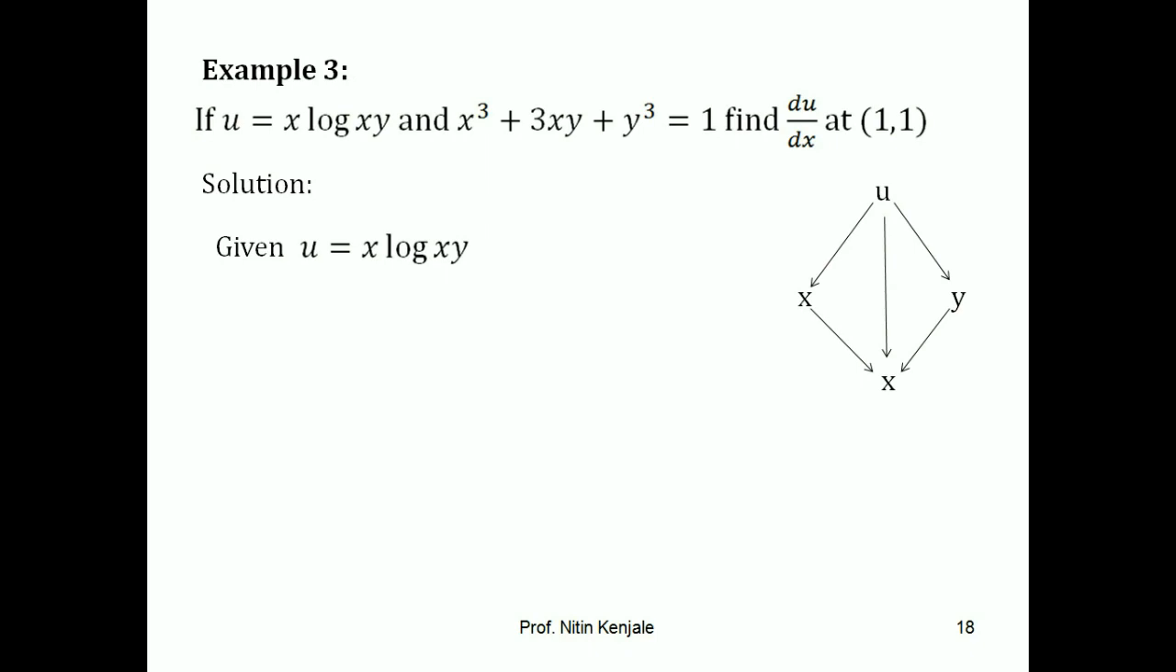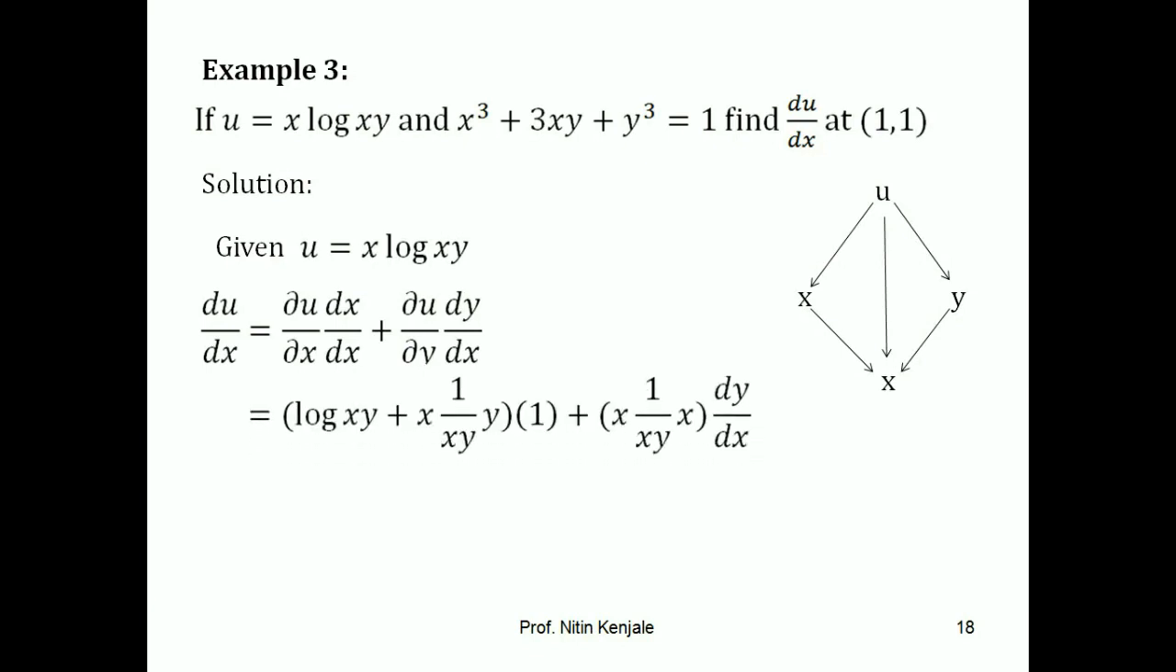So if I try to draw a tree diagram, it is clear that u is a function of x and y, and from the other equation mentioned in the question, y is an implicit function of x. Therefore in this tree diagram we can mention y as a function of x, and x is always a function of x. So this completes the tree diagram. Now we write the formula for du/dx. It is ∂u/∂x into dx/dx plus ∂u/∂y into dy/dx.